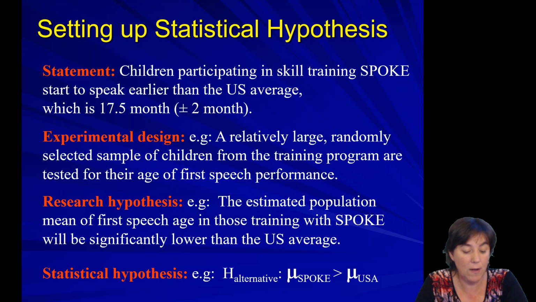Thus, our statistical hypothesis is the same with just formulas. We call this an alternative hypothesis. I will explain in a moment why it's an alternative. It's an alternative to the H-null, the null hypothesis. And that's simply saying that the estimated population mean of SPOKE is lower. Oops, that's the wrong direction, but I will correct it in your lecture notes. SPOKE is lower than the US average.